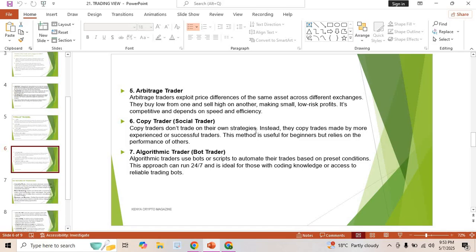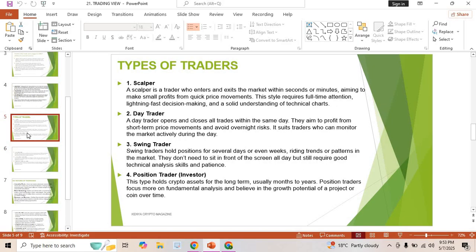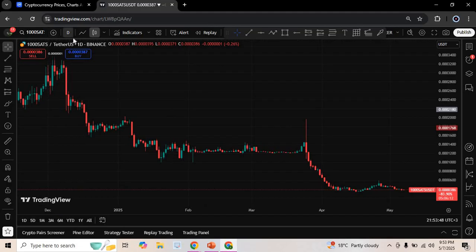Do not worry about that. We'll talk about copy trading, and actually Binance and most exchanges offer that option where you can go and copy the trades of other people. We'll talk about copy trading later, in a different class on its own. Then you have the algorithmic trader, and basically these are bot traders. But essentially, the main 4 types of traders are the scalper, day trader, swing trader, and the position trader. We've looked at the time frame.